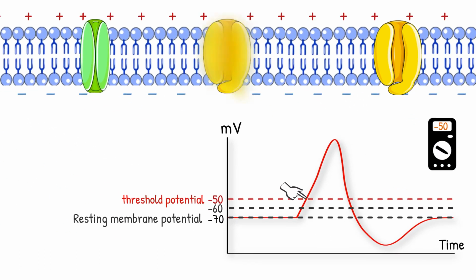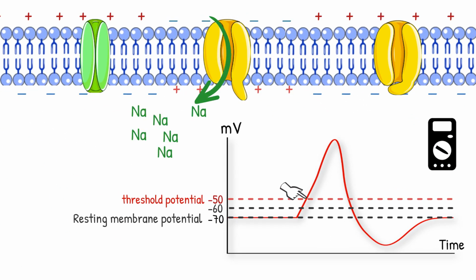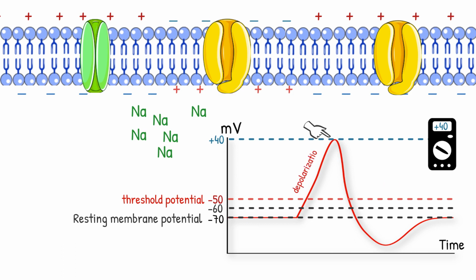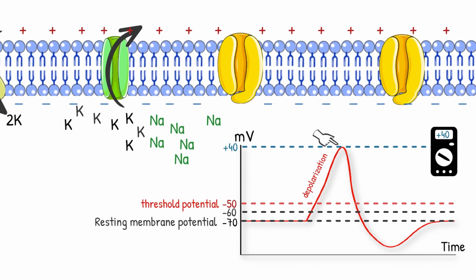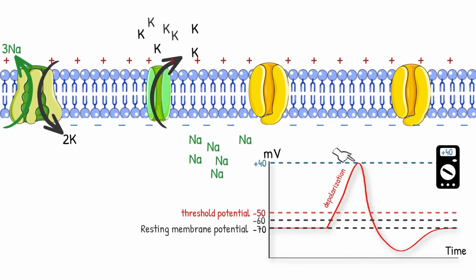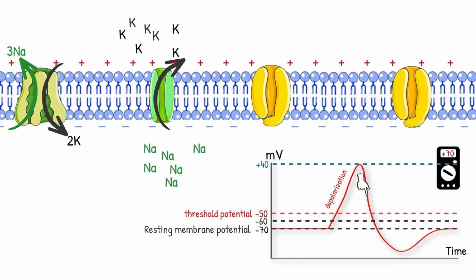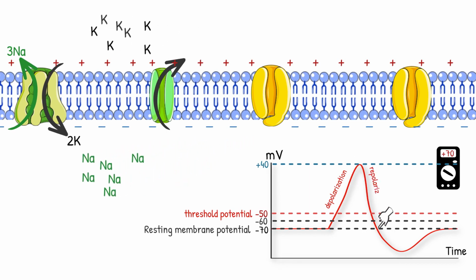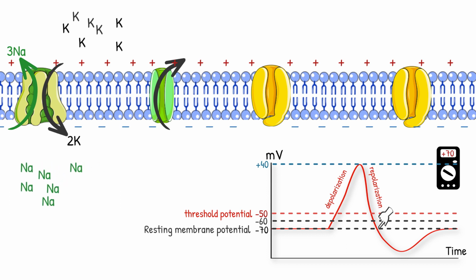At this point, sodium channels open and sodium ions rush into the cell due to the electrochemical gradient difference, and around this channel, the membrane potential reaches +40. We call it depolarization. This local depolarization opens neighbor potassium channels, and potassium ions rush outside the cell and the membrane potential moves back toward the resting potential. This process is known as repolarization.